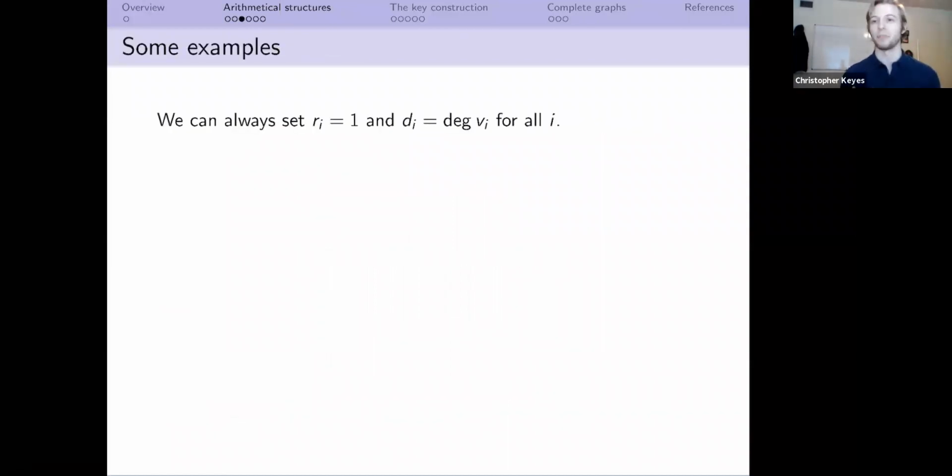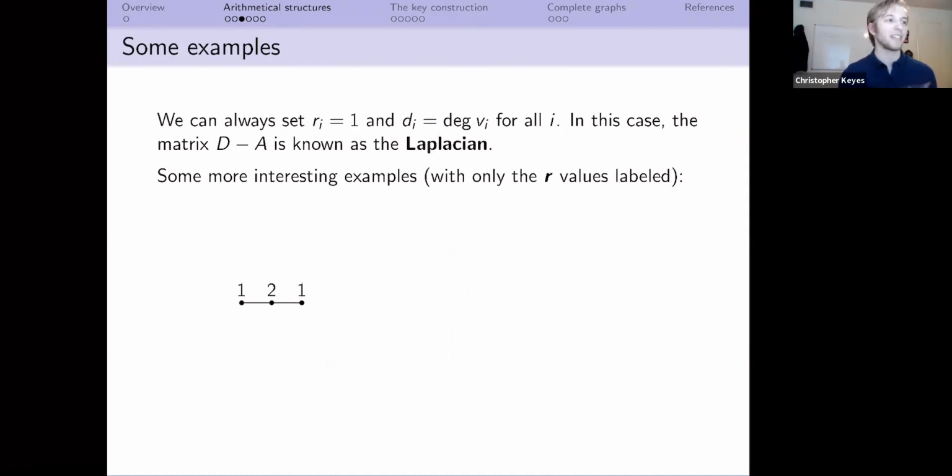So let's see some examples, and I want to draw some pictures. But first, in a sense, the most boring and interesting example, we could just take all these R values to be equal to 1, in which case the D values are the degrees of the vertices. And this actually has been given a special name. The matrix D minus A is also called the Laplacian. So if you've heard of a graph Laplacian, then this is what it is. It's just an arithmetical structure. So I say it's boring only because the R values are equal to 1, but these graph Laplacians are actually quite interesting. And there's been a lot of research done on them.